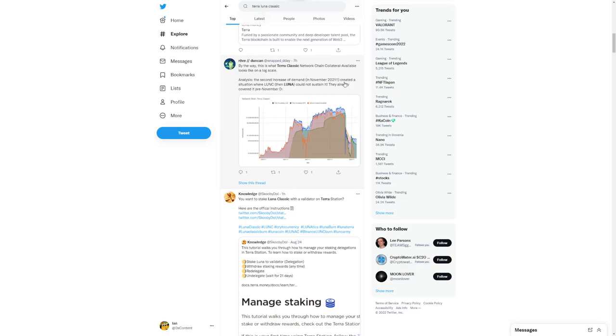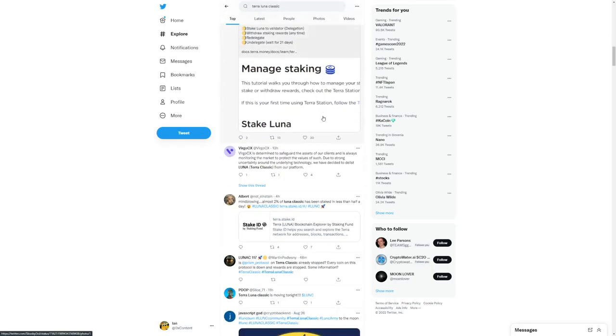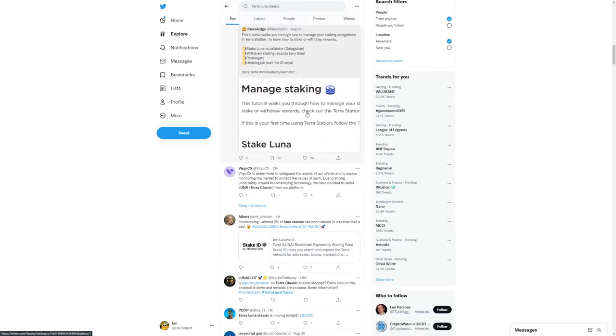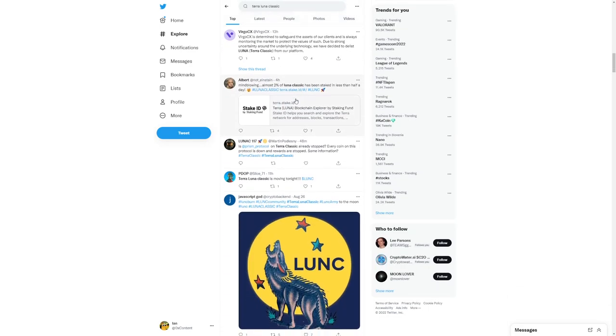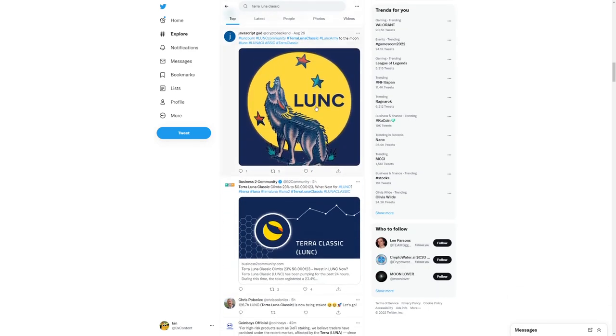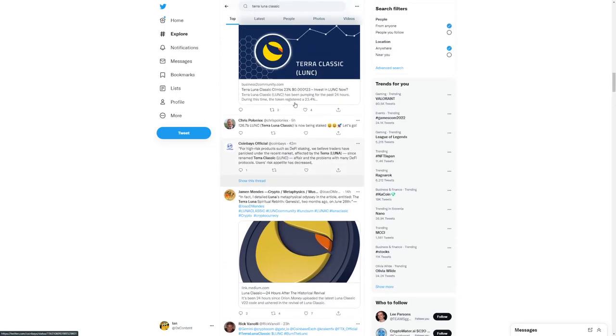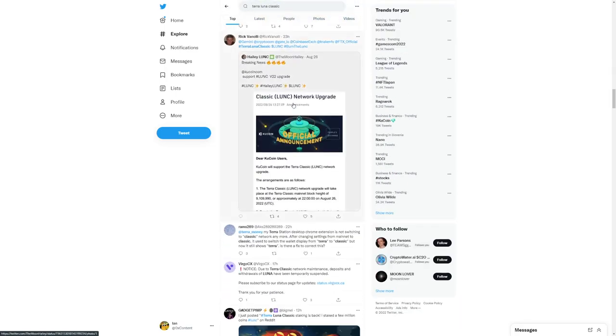The second increase in demand in November 2021 created a situation where Luna could not sustain it. They already covered it pre-November. So you can see kind of what exactly is going on, but people are going to be staking Terra Luna. They're coming back to the community and they're coming stronger. Simply put, they're coming stronger, they're coming faster.